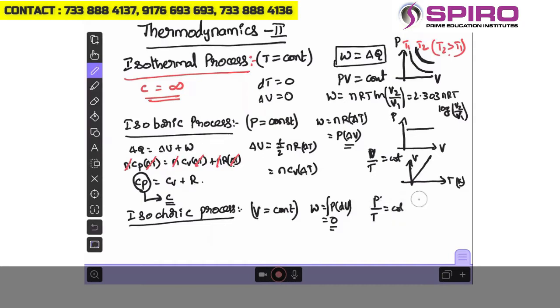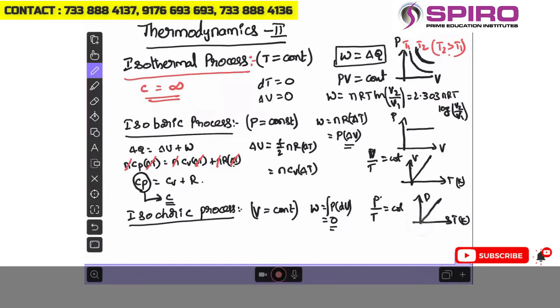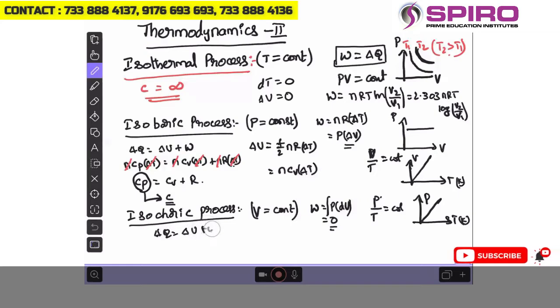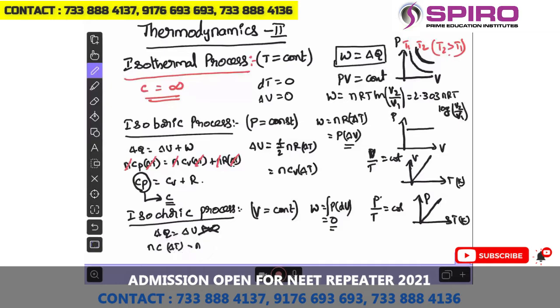If you take the graph between pressure versus temperature, with the temperature in Kelvin, then the curve passes through the origin and it is a straight line. The first law of thermodynamics you can write as delta Q is equal to delta U plus W. Being W is 0, delta Q is equal to delta U, which is nCV delta T.